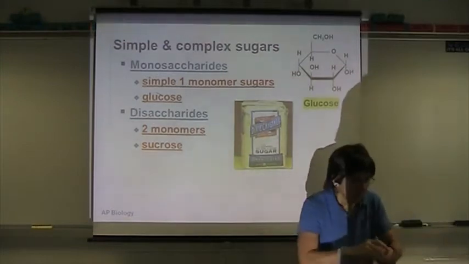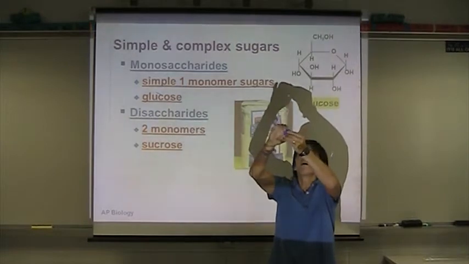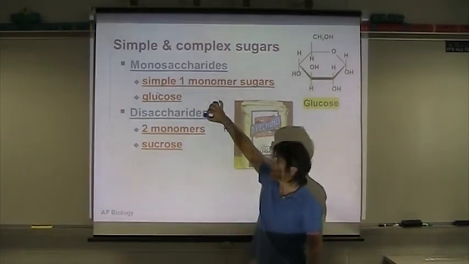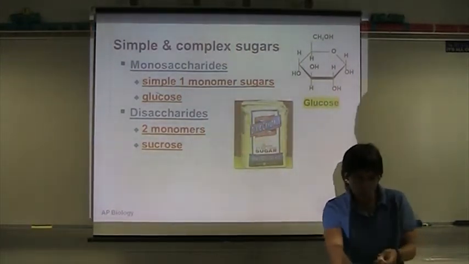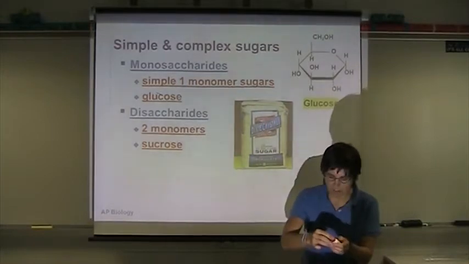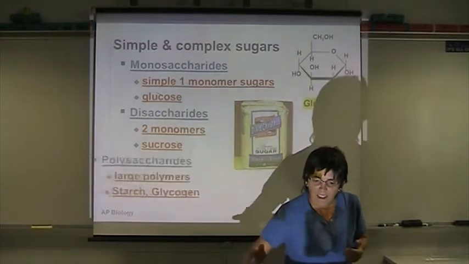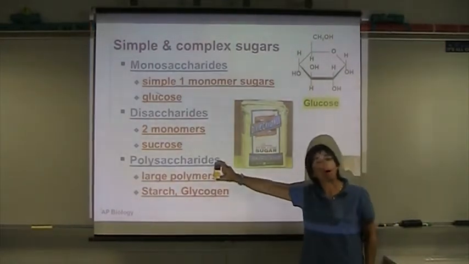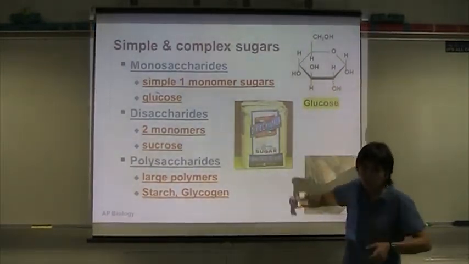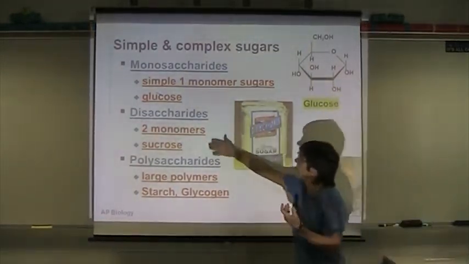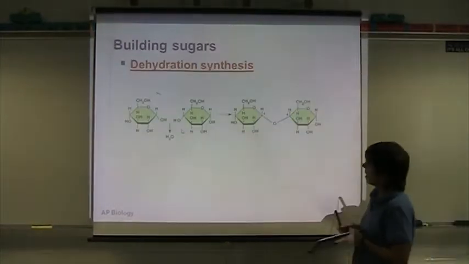Now, what happens if I get 2 Legos together? 1 and 2. 2 Legos together. Now I have a disaccharide. Now, what happens if I put a bunch of Legos together? More than 2. Then I will have a polysaccharide. So 1 glucose, or 2, or many, that's what these generic names mean. So we're going to look at a couple of them in more detail.